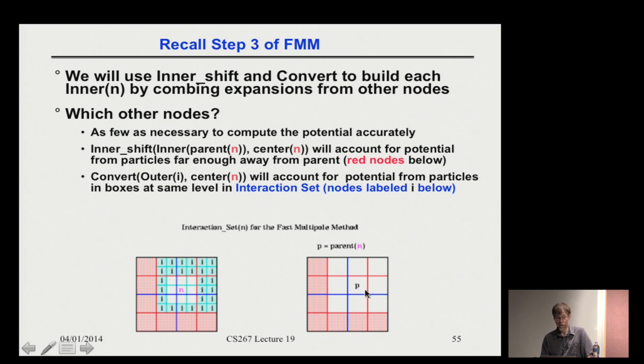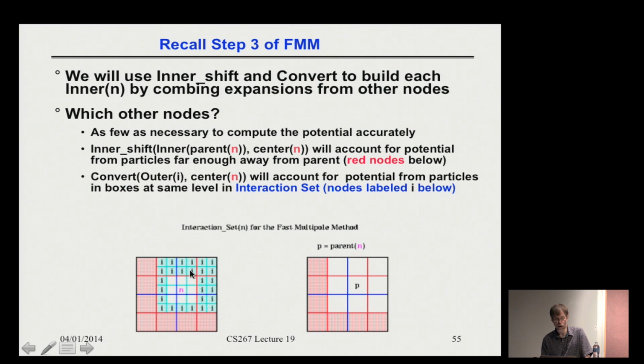My parent has a formula that tells me the force for everybody inside the parent who's not an immediate neighbor, so that's basically all the red stuff. So I can grab that from my parent. My parent is owned locally, so that's easy. There's no communication required. But then I also need all these smaller ones.